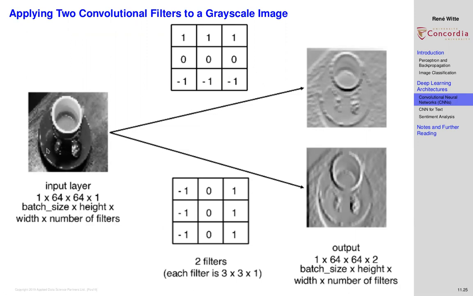So we have the input. In this example here, 64 by 64 by 1, so it's a grayscale image. We have 2 filters. Each filter is 3 by 3 by 1. And what we get now in the output is, again, images of size 64 by 64. But now, because we have 2 filters, in the next layer, we're going to have 2 images. So it's 2 dimensions here in the tensor.